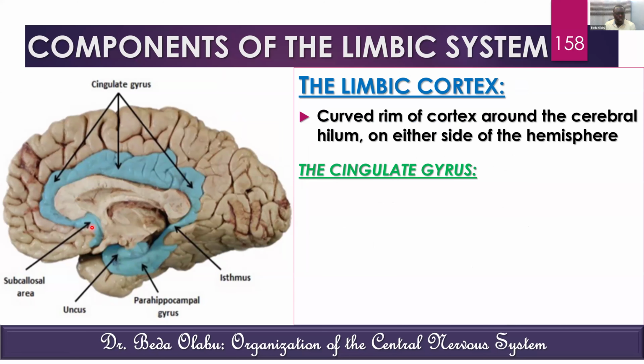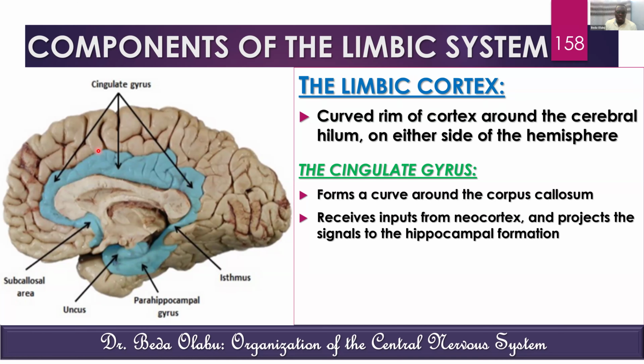We can now talk about the cingulate gyrus, a very big gyrus on top and around the corpus callosum. It actually forms a curve around the corpus callosum. The cingulate gyrus, the cortex within it, receives input from the neocortex. So there are connections from the rest of the neocortex to the cingulate cortex. A lot of connections from this side to here, from that side to there, from that side to there. And this information, the cingulate cortex will process and also send signals to the hippocampal formation.